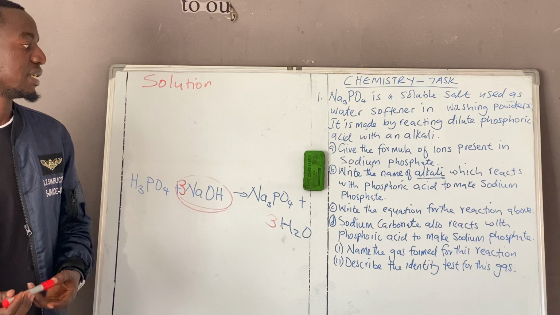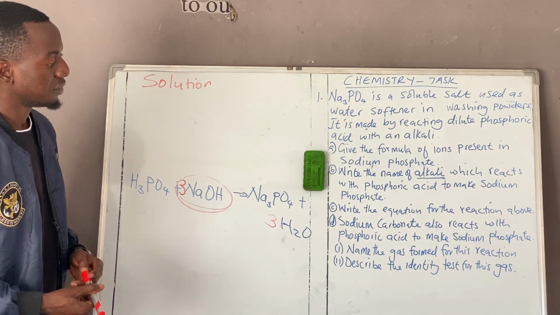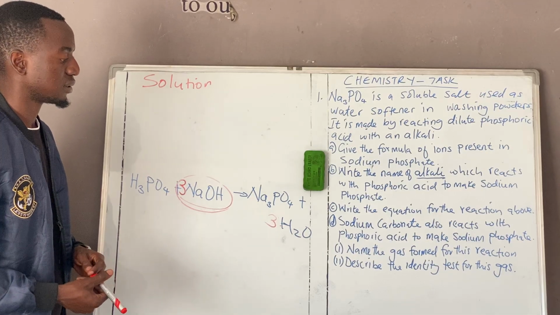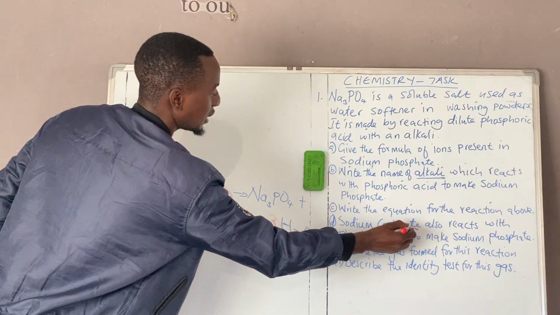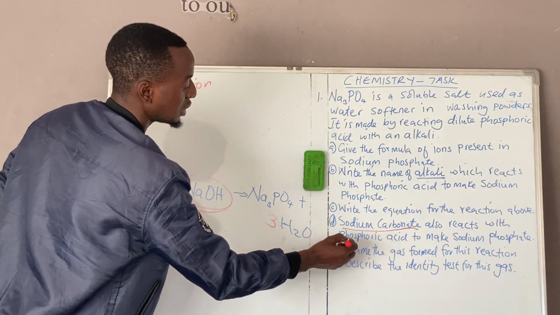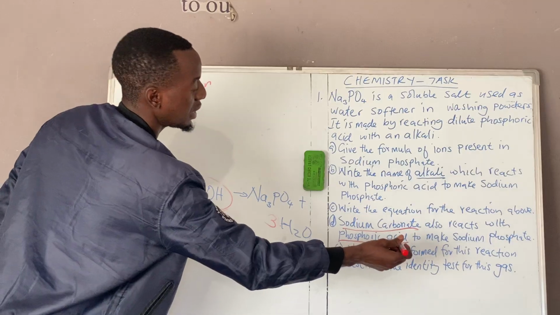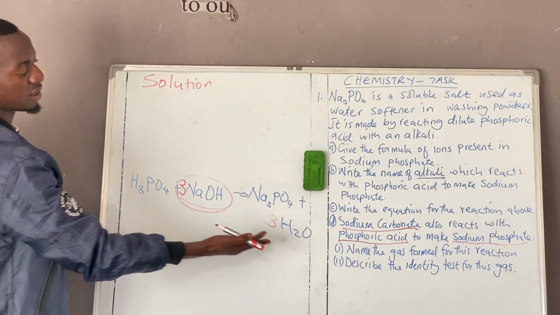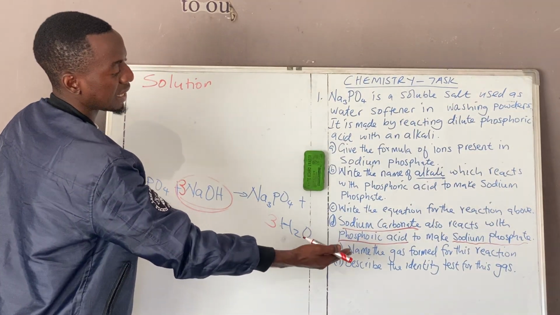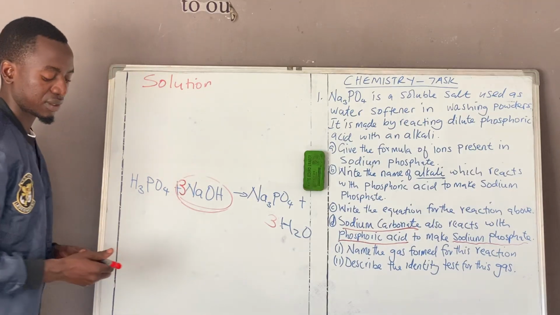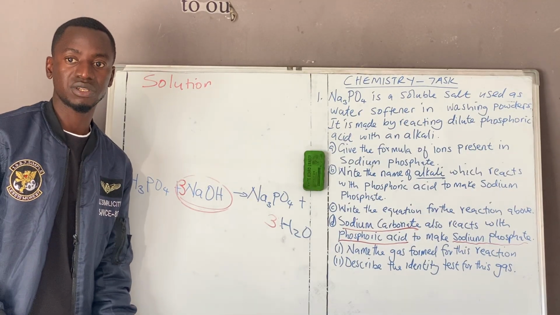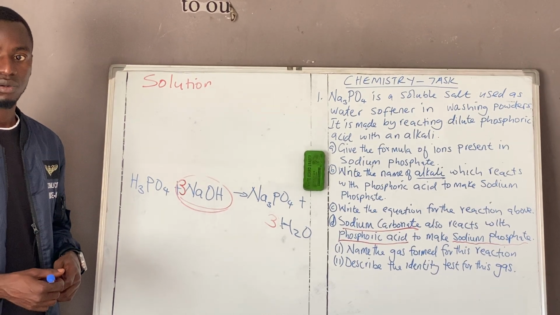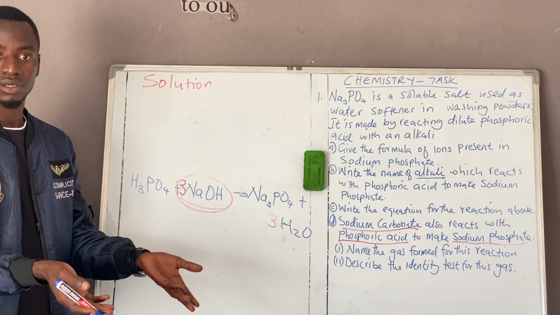Sodium carbonate also reacts with the phosphoric acid to make sodium phosphate. So now, problem number 1. Name the gas formed for this reaction. So let's try to write the equation here first, so that we can know the product. So let's try to write the equation.